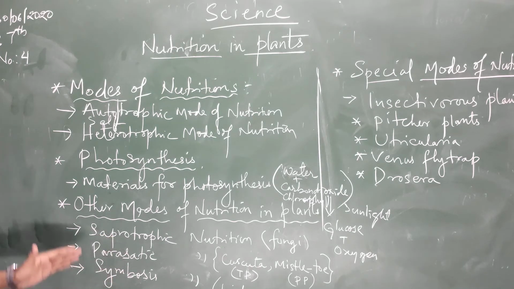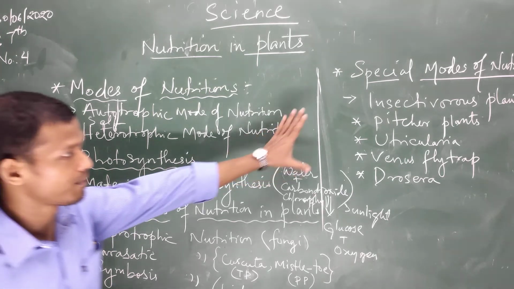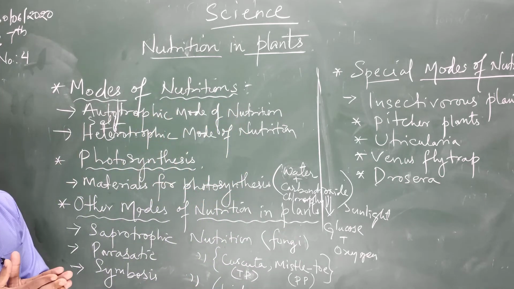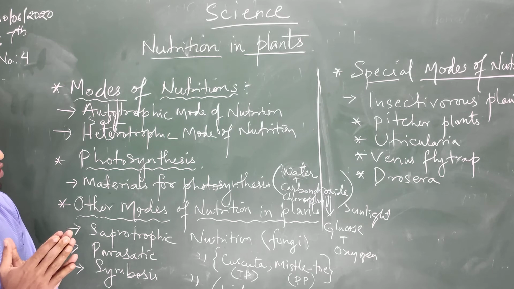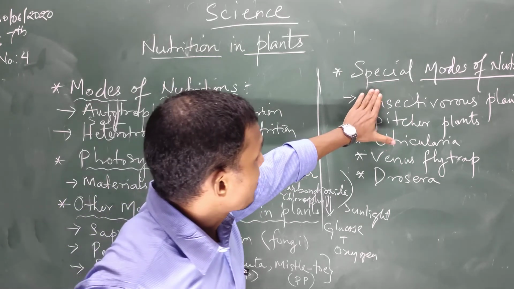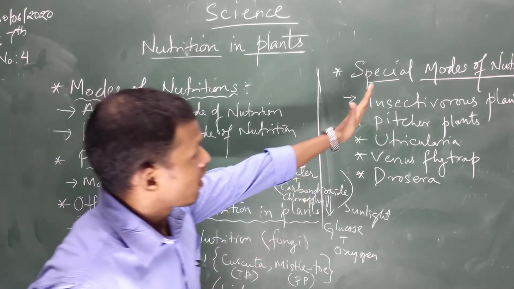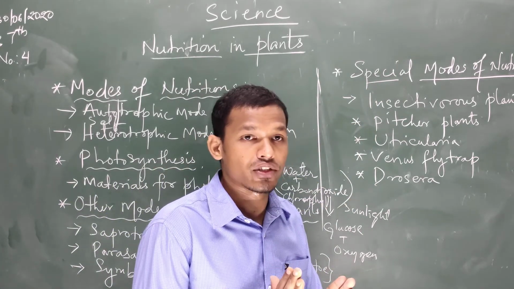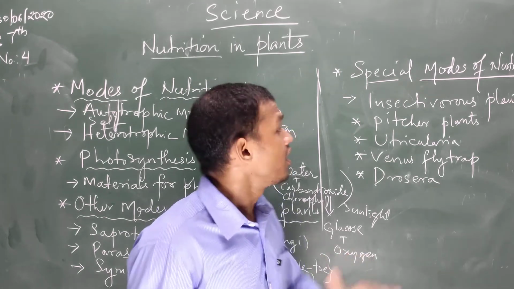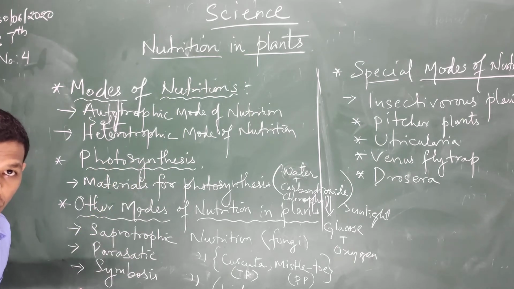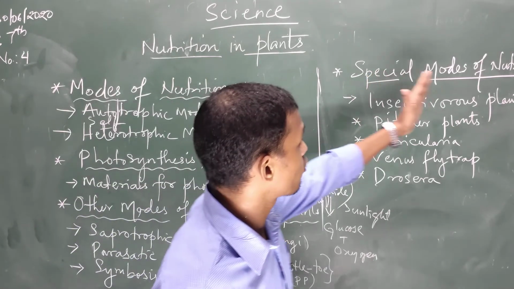So already sir has explained the other modes of nutrition in plants. The last topic left is special mode of nutrition. Why is this special mode of nutrition kept in this chapter? Because nitrogen is also a gas which is required by the plants, but they will not get it by photosynthesis or by other processes. So they have a special mode of nutrition.